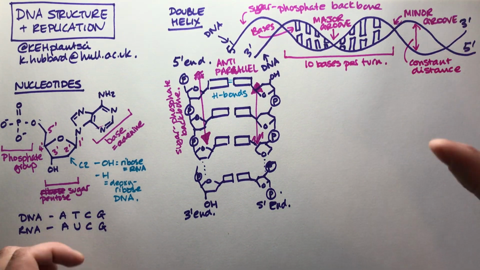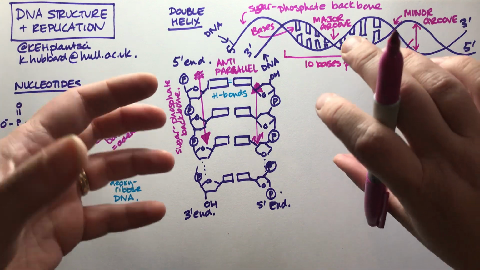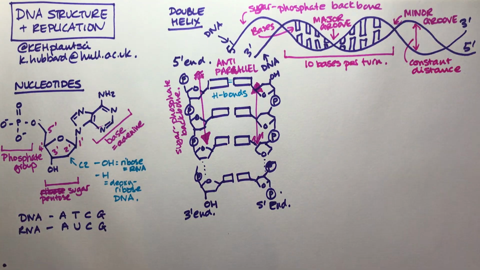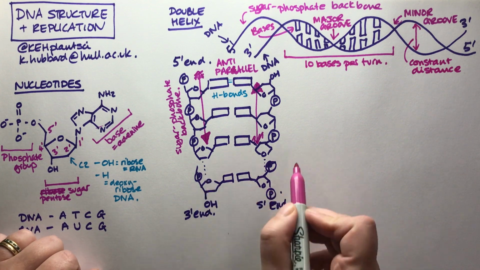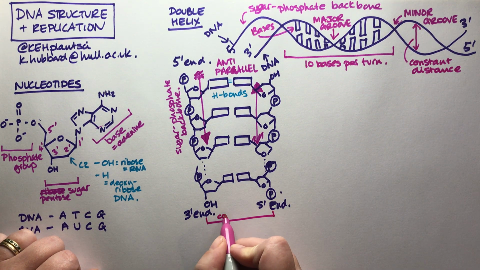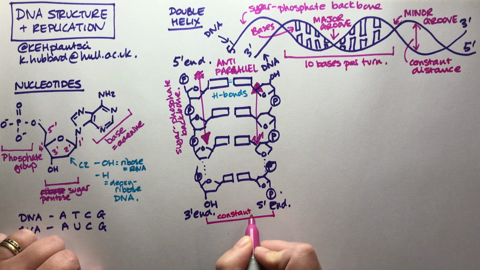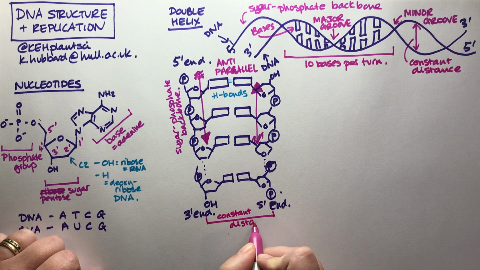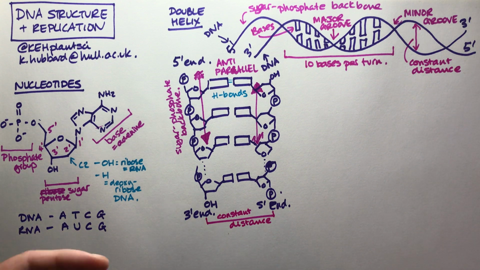So they're always the same space apart. If you rotate it in the dimensions, they're always the same. It's always the same relationship in there. And that's because, again here, we've got that constant distance. And that's because of the way that base pairing works.